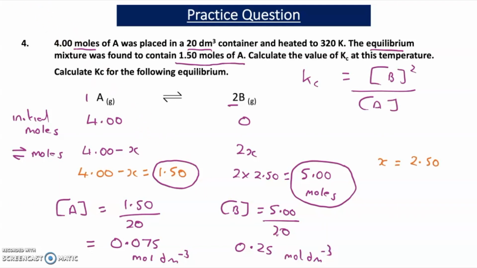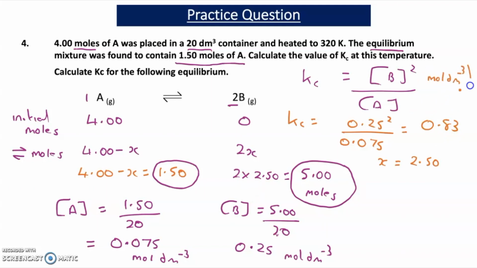So now that I have the equilibrium concentrations of A and B, I can substitute these values into my expression for Kc. So Kc will be equal to 0.25 squared over 0.075, and this will give me a value of Kc equal to 0.83. Now, the last thing I need to do is work out the units.